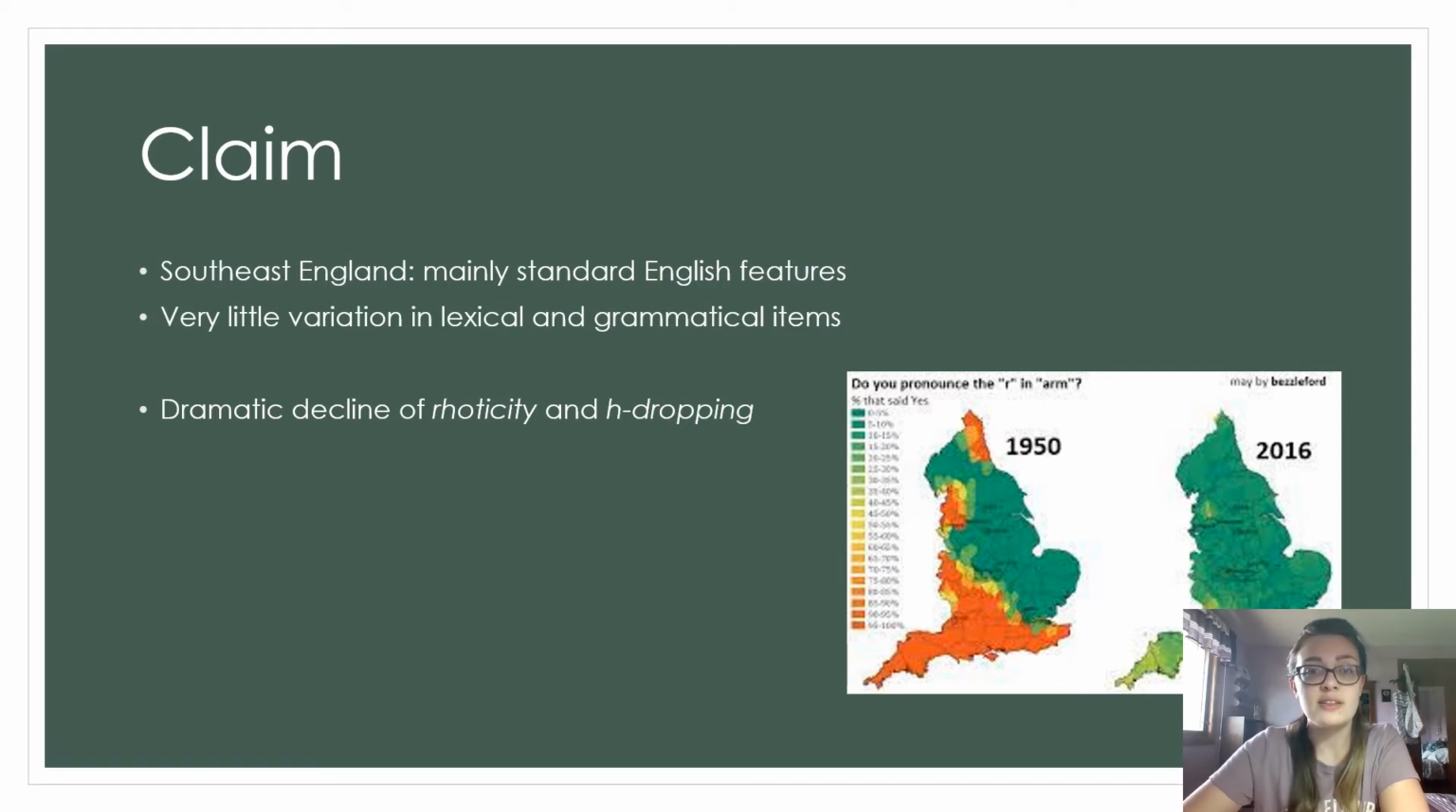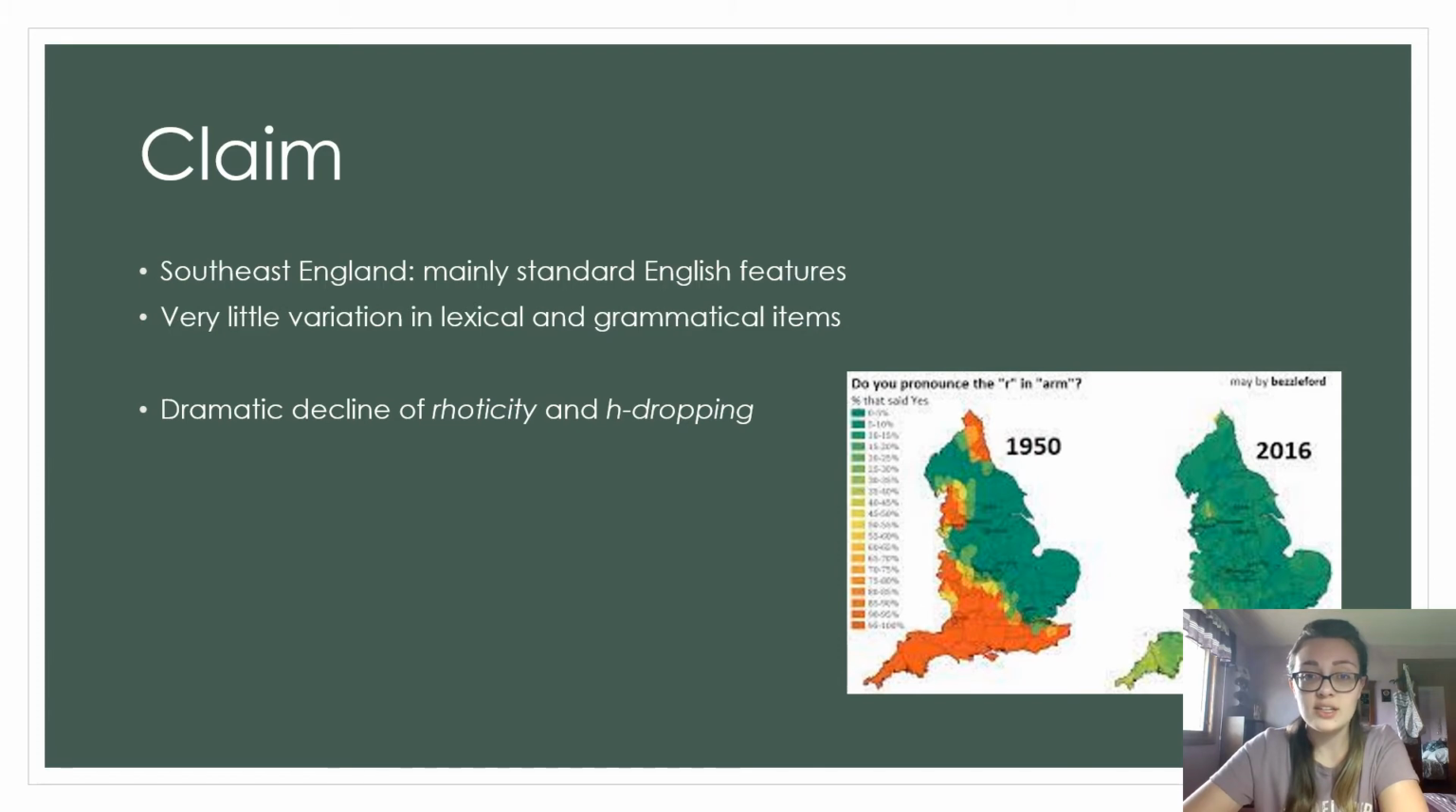As part of the southeast of England, the linguistic situation is often described as homogeneous with very little variation. And indeed, the results for Sussex confirm the observation that speakers in the southeast of England are mainly using standard English features. Very little variation is found for lexical and grammatical items tested in the dialect app.